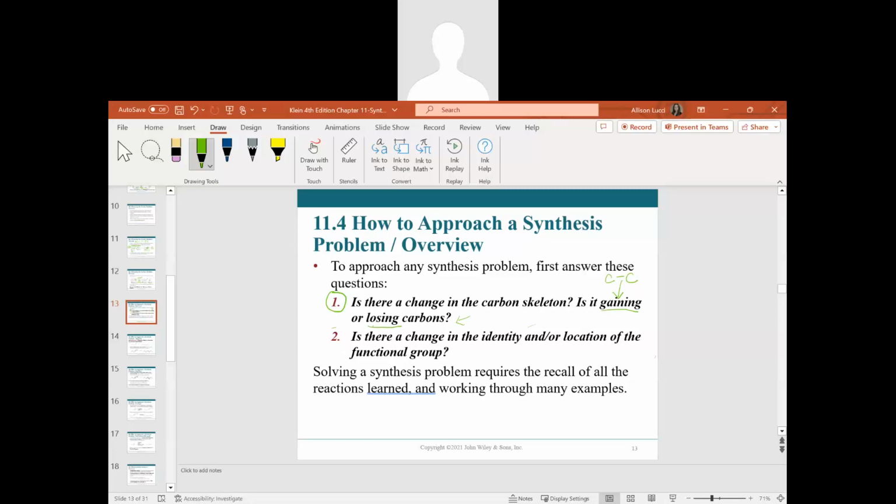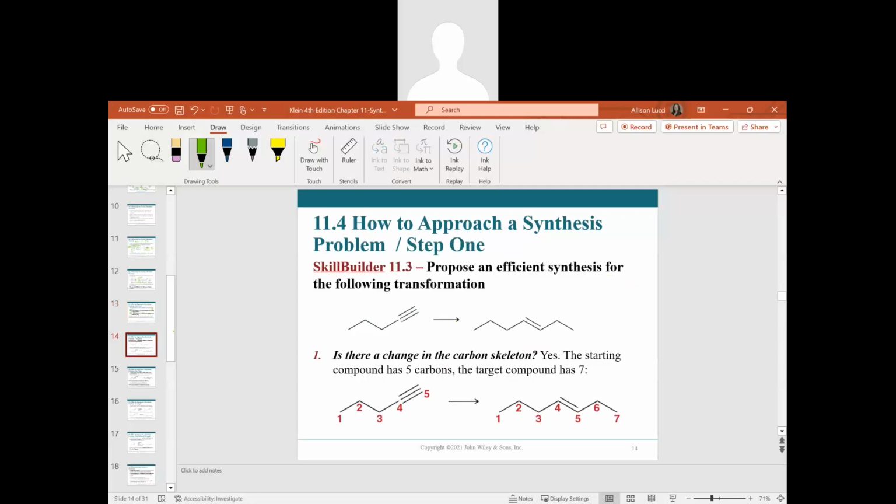And then the second question we'll look at is: is there a change in the identity or location of the functional group? Are we completely changing it from an alkyl halide to an alcohol? Are we changing the identity, or are we just relocating that alcohol group or that halogen or the pi bond? So not only can we change a functional group, we can also relocate. Let's take a look at how this would play out in this example here.